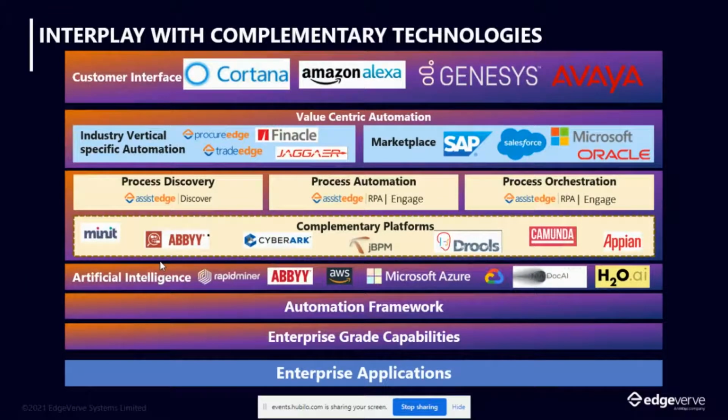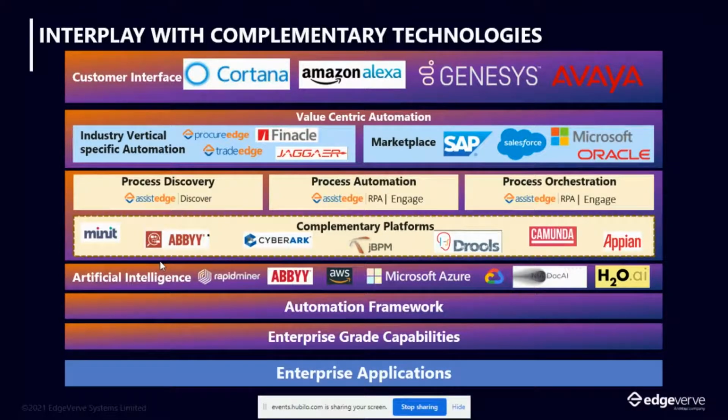So AssistEdge Discover, AssistEdge RPA, AssistEdge Engage, the native document processing, enterprise personal assistant, etc. They form the core set of offerings from the product. And these core products and the value-centric offerings are ably supported by a set of enablers that include AssistEdge Marketplace with pre-configured bots, AssistEdge Academy with training, certifications, evangelization artifacts, and AssistEdge Community Edition that has been live for a couple of years now.